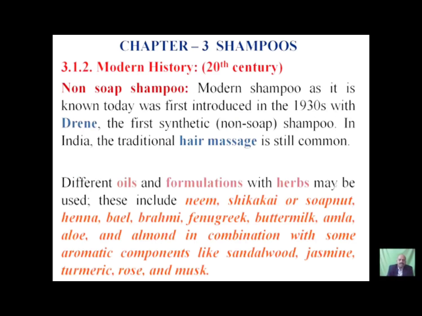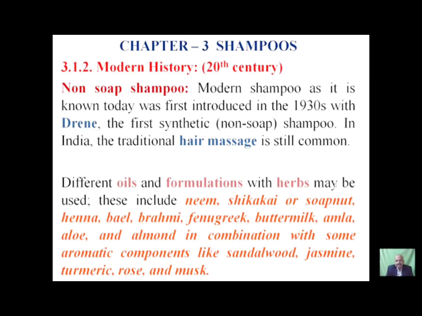Coming to the modern history, it starts in the 20th century. Non-soap shampoos were there. That is, it's not a soap, but it is a non-soap shampoo. Those shampoos have been used in the 20th century. Modern shampoo, as it is known today, was first introduced in the 1930s with Drene. It's a famous name used for the preparation of shampoo. The first synthetic non-soap shampoo.